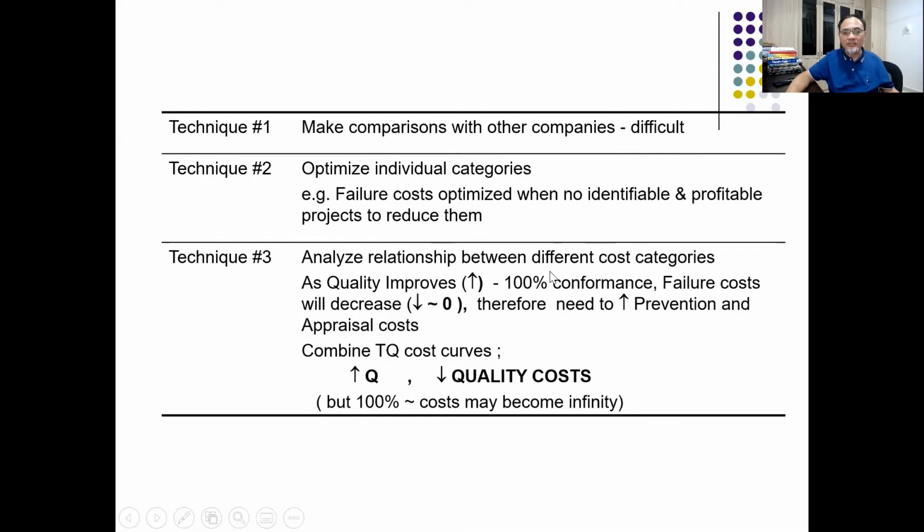So you want to analyze the relationship between the different cost categories. So there is a theory behind this. There is some thinking that if you improve quality, you can reach 100% conformance, and if you do activities that can reduce failure cost until zero. So there is a relationship between prevention, appraisal, and what you call failure cost. Okay, so it's called the total quality cost curve. If you increase quality, your quality cost will go down, but 100% cost may become infinity. So you need to balance.